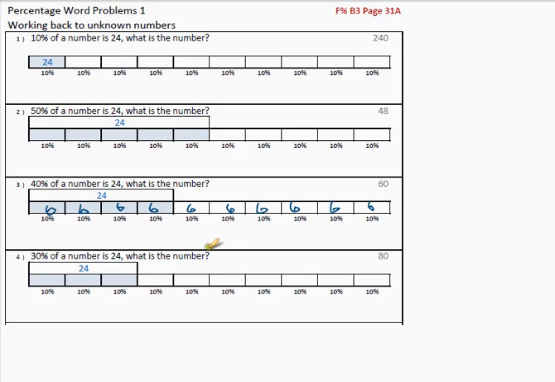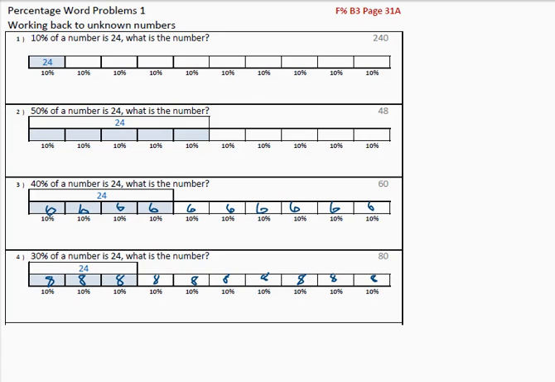30% of a number is 24. What is the number? So there's our 3 tens, which is 24 divided by 3, 8. So all of them would be 8. And if we add 10 eights together, we will get the 80.